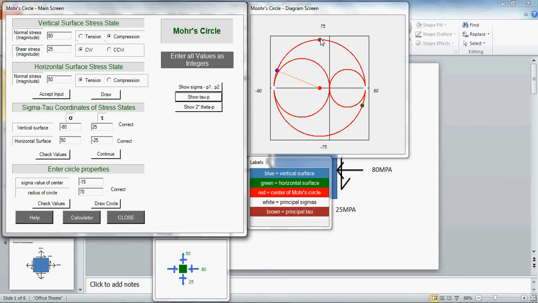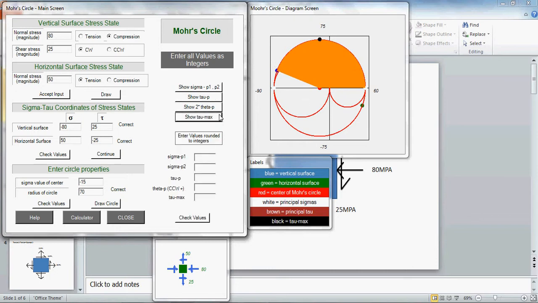Principal shear is directly above the center. Theta P is from the vertical point towards sigma P1. Tau max is the same as the principal tau. That is because this is a tension and compression case. If this was compression and compression or tension and tension, this would not be the case, and maximum shear and principal shear would not be the same value.